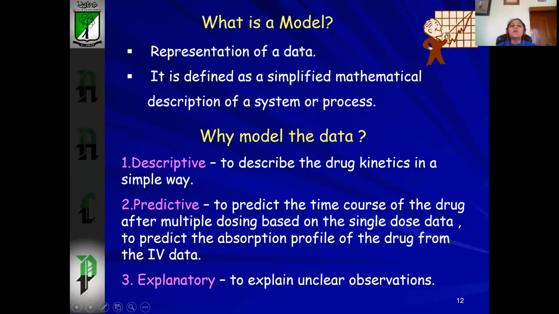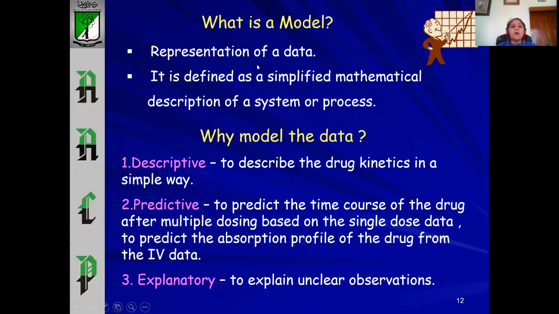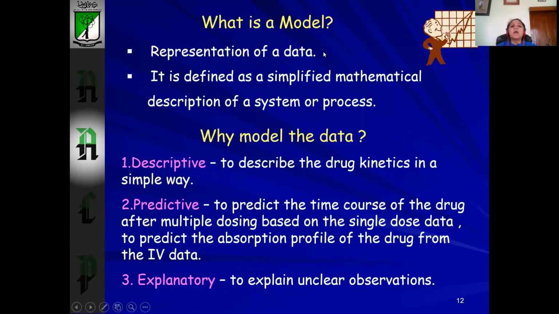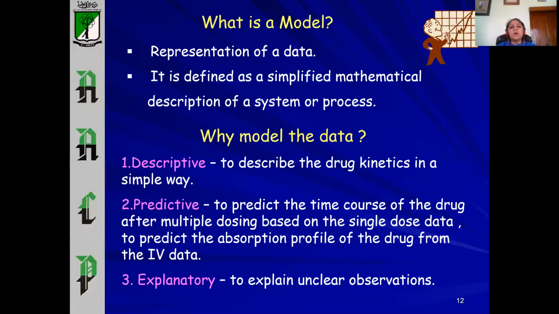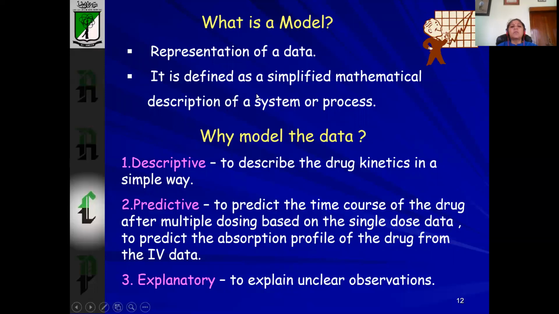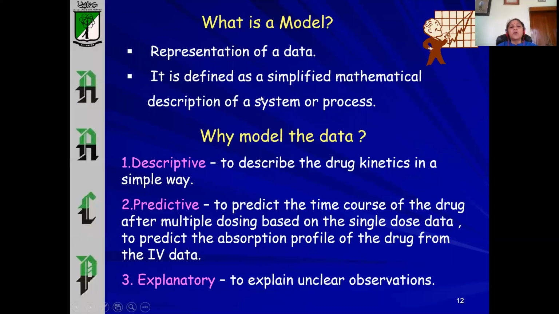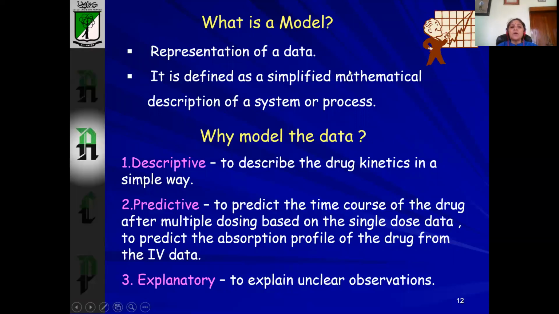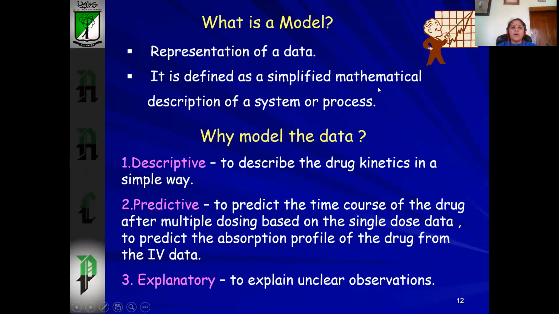Now let's see what is a model. A model is a representation of data. Now the model can be anything. It could be a clay model, it could be a pictorial model, it could be a graphical model. So it could be any type. Now in pharmacokinetics, the model that we use is mathematical. So here we describe the system or the process as a mathematical equation or graphs.